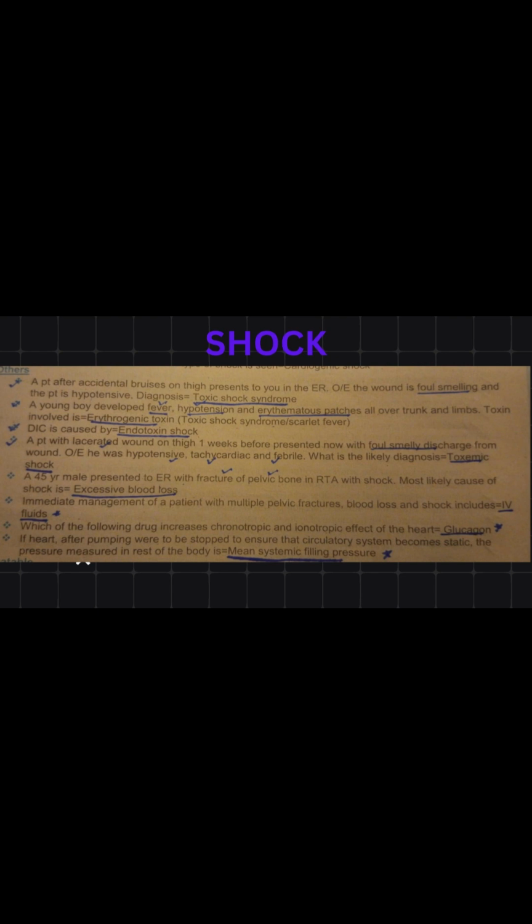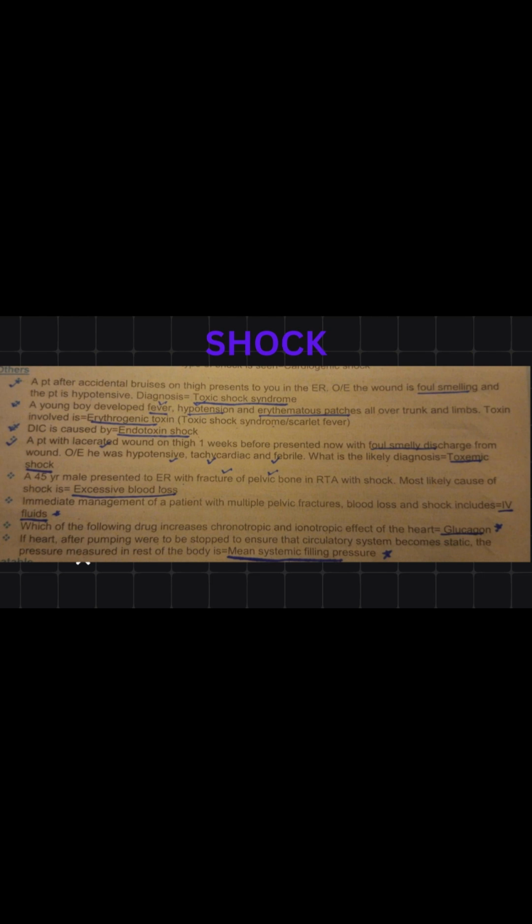Now about the cardiogenic shock. In myocardial infarction, which type of shock is seen? Simple, it is cardiogenic shock. Now a few more MCQs. A patient after an accidental bruise on the thigh presents to you in the ER. On examination, the wound is foul smelling and the patient is hypotensive. So the diagnosis is going to be toxic shock syndrome. It's a foul smelling wound and the patient is hypotensive. It's a shock condition and that is toxic shock syndrome.